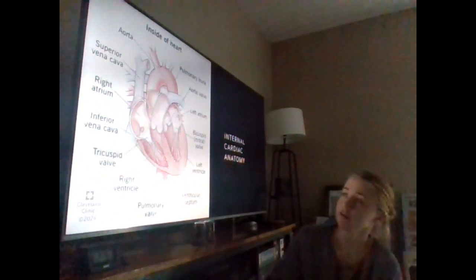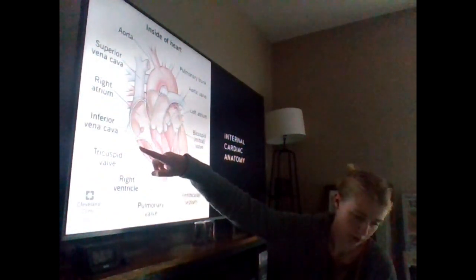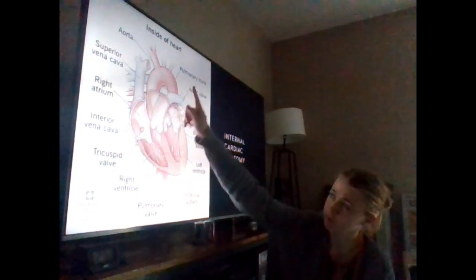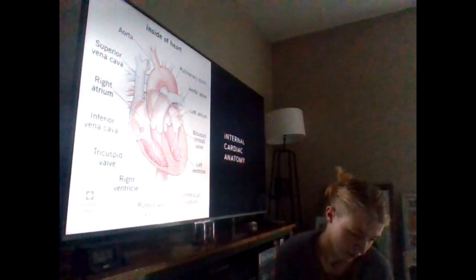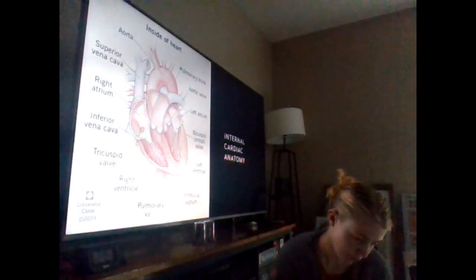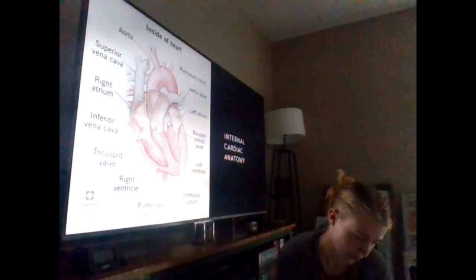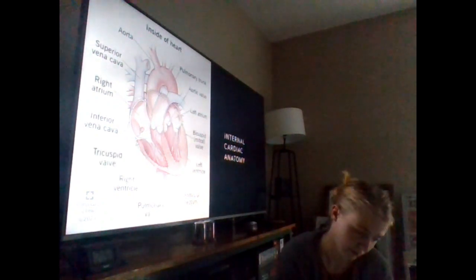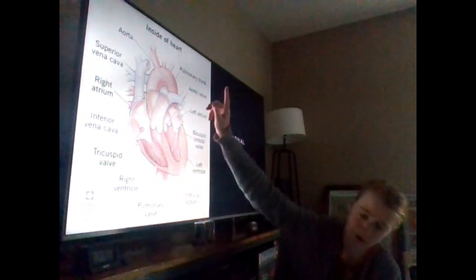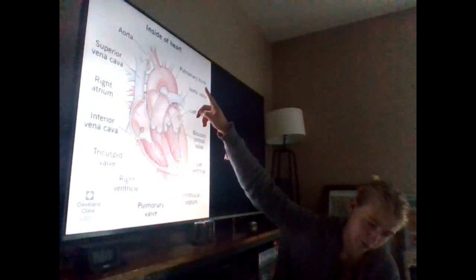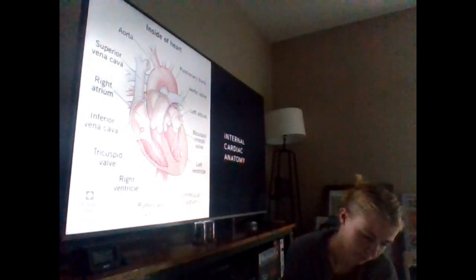Alright, so starting off with your vena cava. You have two of them. You have your superior vena cava and your inferior vena cava. These supply blood from the body to the heart. They are veins, and the inferior vena cava brings used blood up from the bottom of the body, and the superior vena cava brings used blood down from the top of the body.